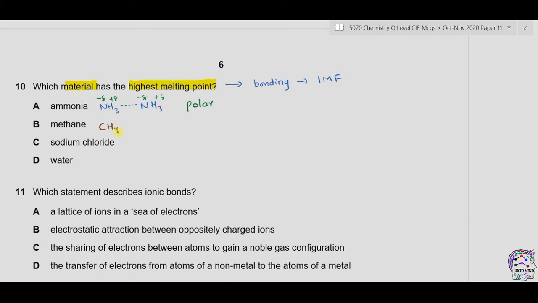B is methane. The formula of methane is CH4. Now the force of attraction between 2 CH4 molecules, which is intermolecular force, is very weak. This is because methane is non-polar in nature. C is sodium chloride. In sodium chloride, each sodium ion is surrounded by 6 chloride ions, and in turn each chloride ion is surrounded by 6 sodium ions. So there is very strong electrostatic force of attraction present, which makes ionic bond.